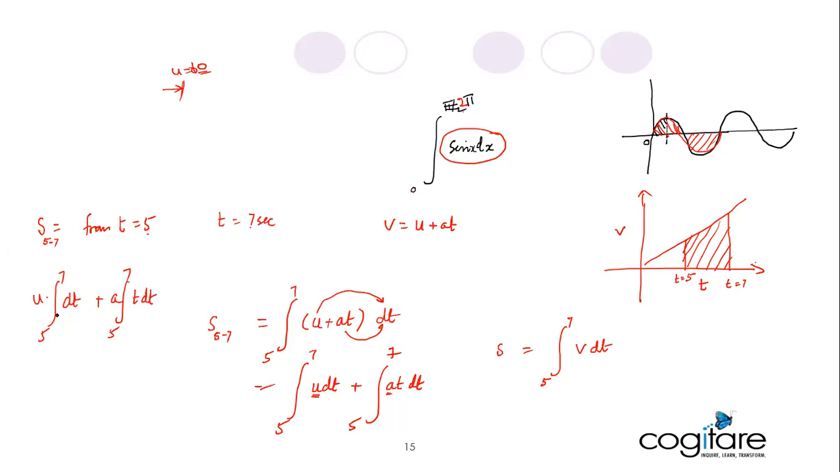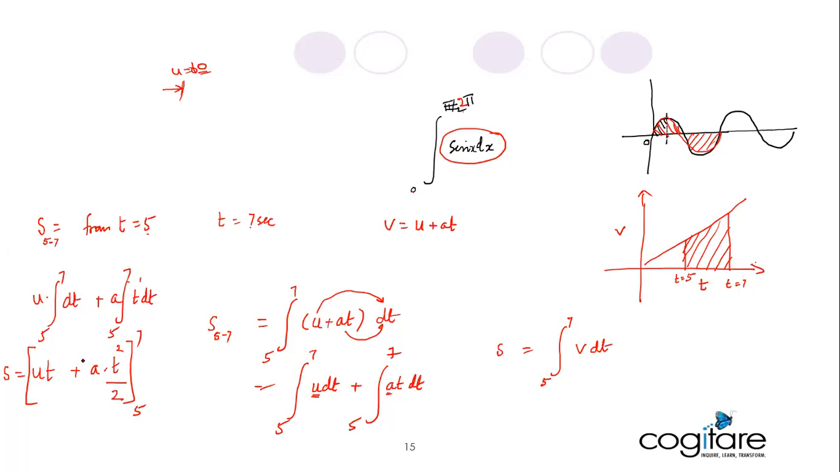Then you use that integral of dt is nothing but t. You will say u into t plus a into integral of t to the power of 1, which is t to the power of 1 plus 1 divided by 1 plus 1. That means this s has now become ut plus half at square, which is a well-known formula for displacement. But we have to apply this from 5 to 7, because this is definite, from which to which.